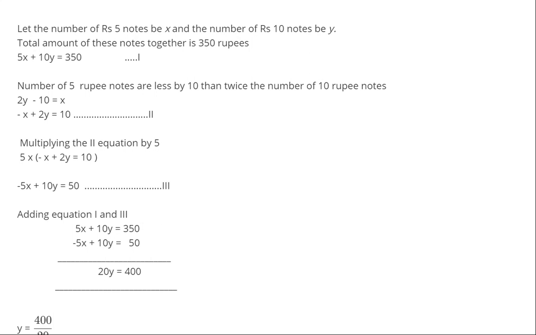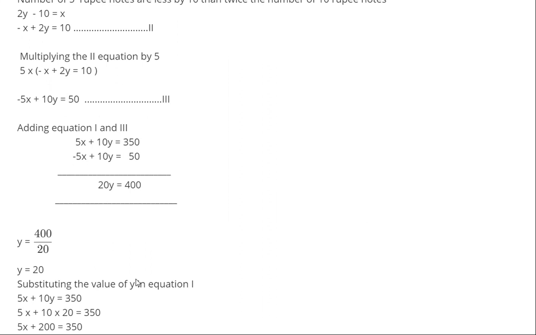5x plus 10y is equal to 350 is the first equation. Minus 5x plus 10y is equal to 50 is the third equation. So 5x and minus 5x get cancelled. 10 plus 10 is 20. 350 plus 50 is 400. y is equal to 400 divided by 20, and y is equal to 20.